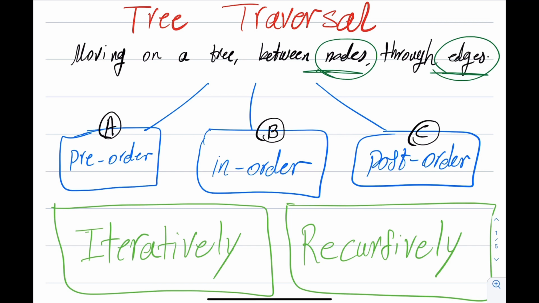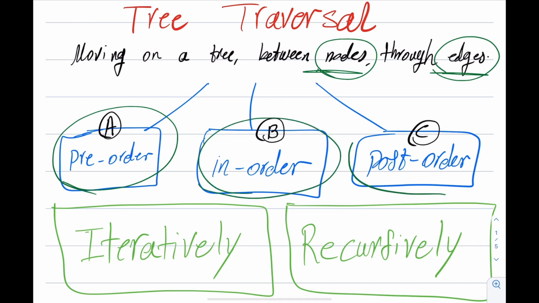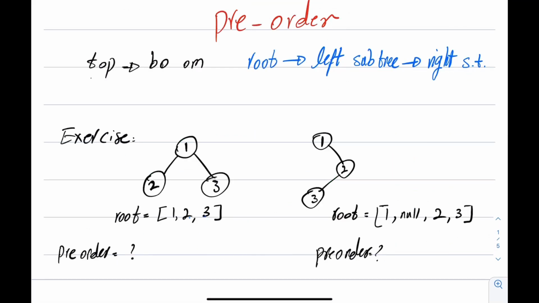In an interview setting, there are three main approaches that we can do tree traversal with. One is pre-order, the other one is in order, and the last one is post order. And each of them can be implemented either iteratively or recursively. In today's video, I will be talking about the pre-order approach, and I'll talk about post order and in order in separate videos later.